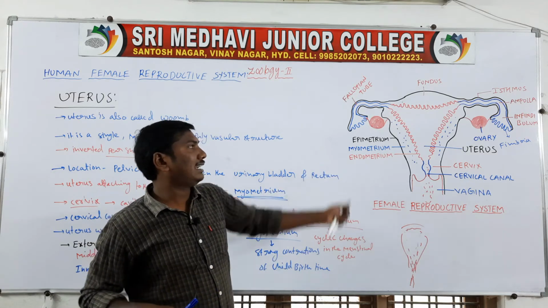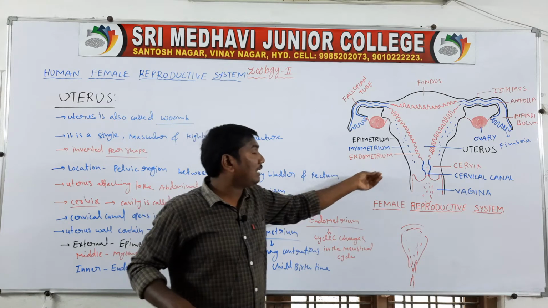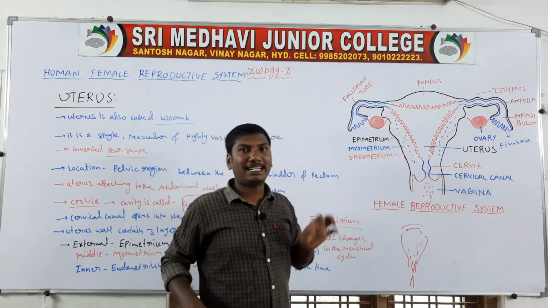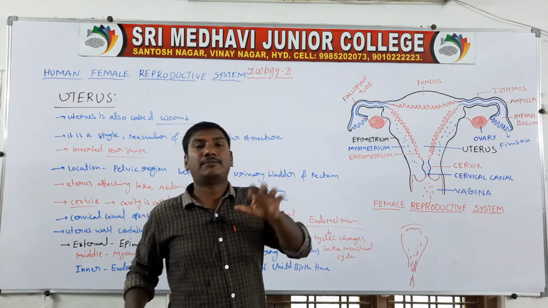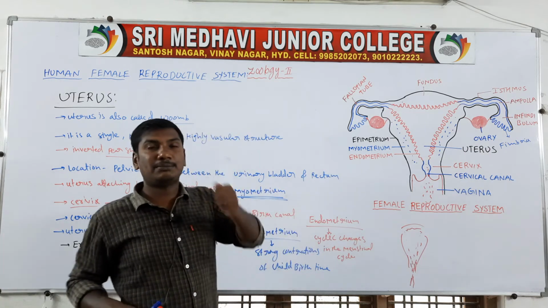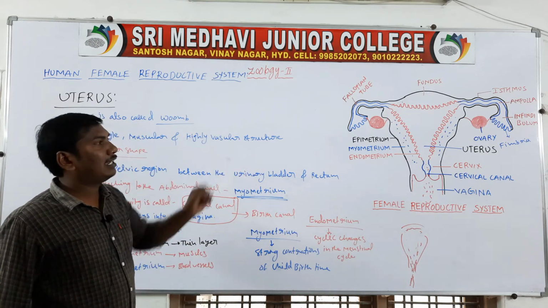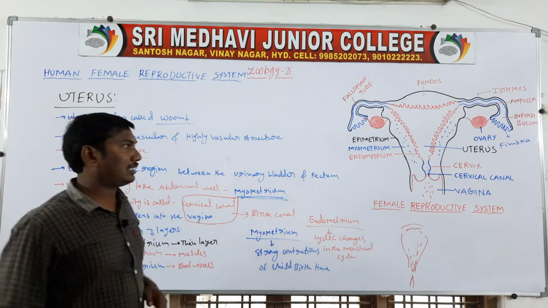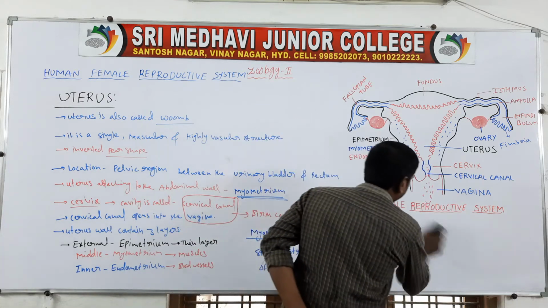So there are three layers: epimetrium, myometrium, endometrium. The endometrium shows cyclic changes during the menstrual cycle. Next, the myometrium helps with strong contractions at delivery time. So these are the uterus. Next one, vagina.